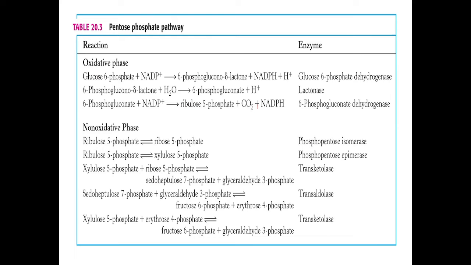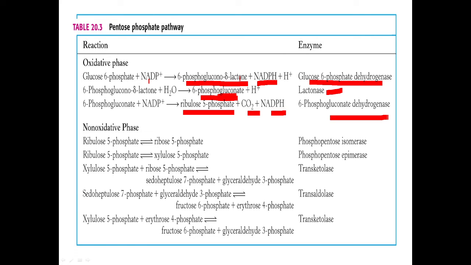So these are all the reactions of the oxidative pathway. We already saw glucose 6-phosphate with NADP+ getting converted into 6-phosphoglucono-delta-lactone plus NADPH, and the enzyme involved is glucose 6-phosphate dehydrogenase. Then 6-phosphoglucono-delta-lactone gets converted into 6-phosphogluconate with the lactonase enzyme, and this molecule again gets converted into ribulose 5-phosphate, carbon dioxide is produced, and NADPH is produced. So this is our NADPH we are getting.